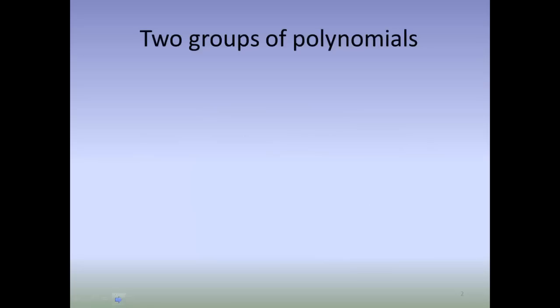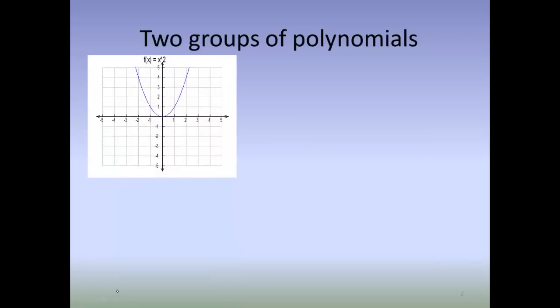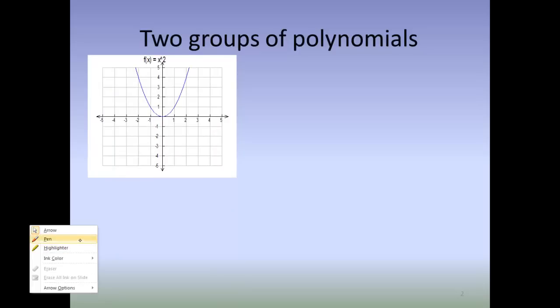Let's talk about the basic graphs of polynomials. Polynomials pretty much come in two different groups. This first graph here you should recognize is the graph of x squared, sometimes called a parabola, and it has specific ordered pairs (0, 0), (1, 1), and (-1, 1). And then (2, 4) is on here, and (-2, 4), the graph of a quadratic.